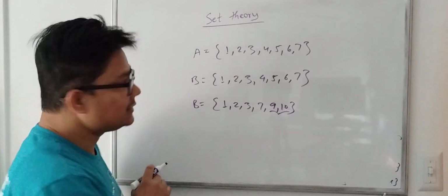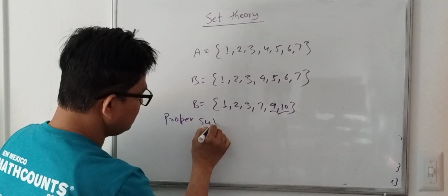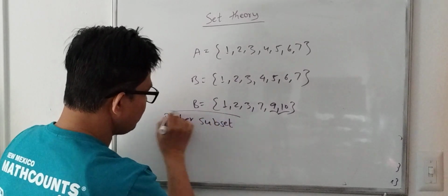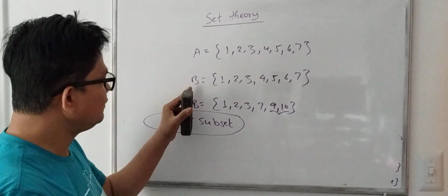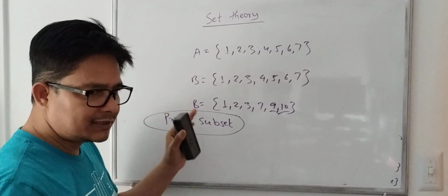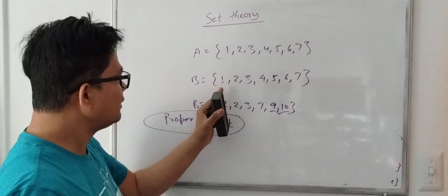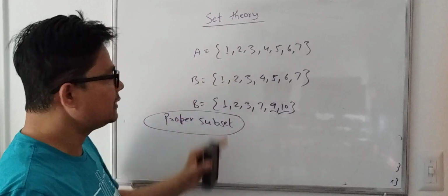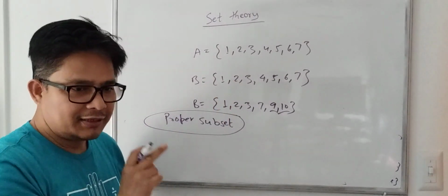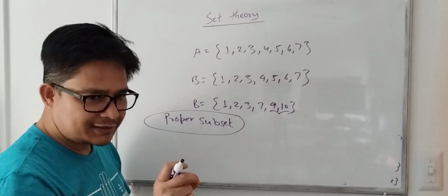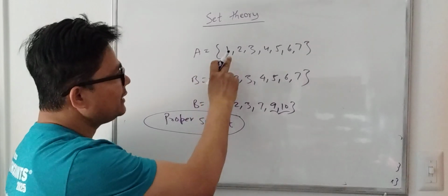Now there comes another term. It's called proper subset. Just a few minutes ago we learned that a subset will have all the elements from the bigger set. Like here, B had all the elements from A. So B is a subset of A. But what is a proper subset? In a proper subset, the smaller set will have fewer elements compared to the bigger set.